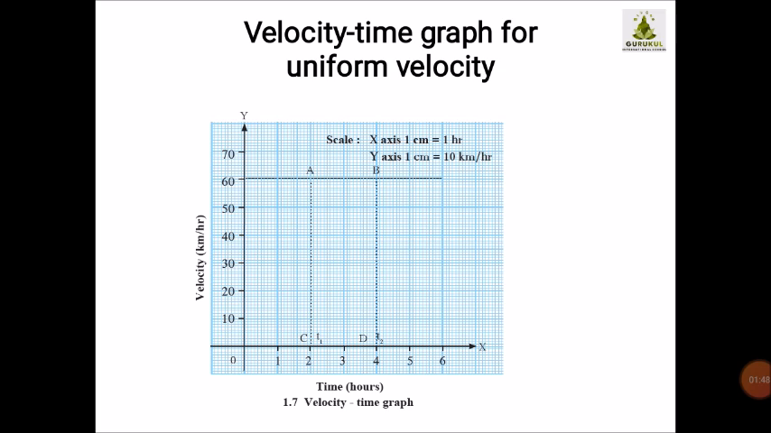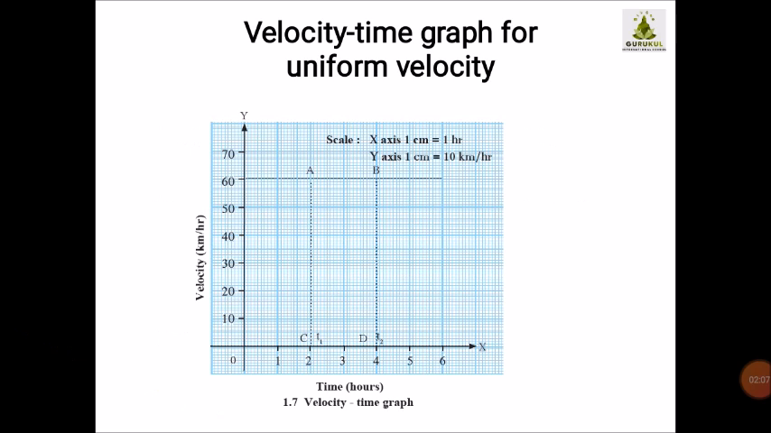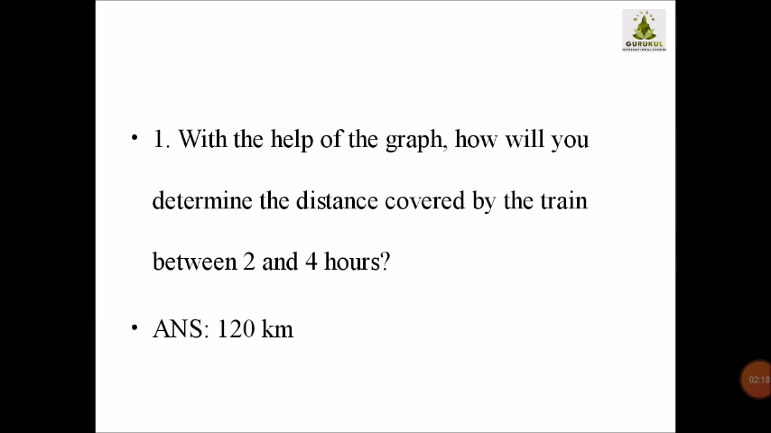Now the train is covering 60 kilometers distance, which means 60 kilometers per hour is the speed of the train, and it is running for 5 hours. Now based on this, certain questions are there. Children, for this graph, please refer to graph number 1.7, the velocity time graph given in your textbook, while your teacher is teaching you the questions and answers.